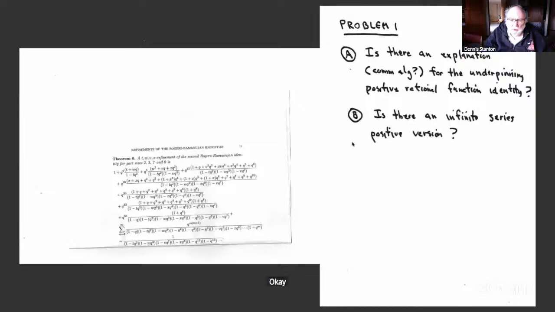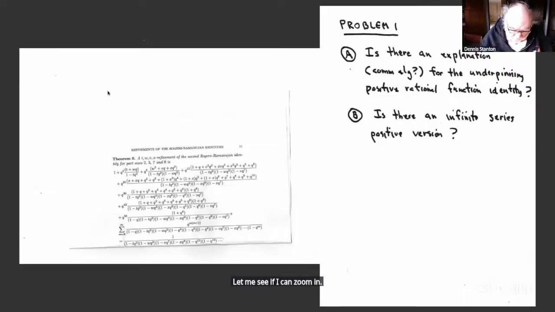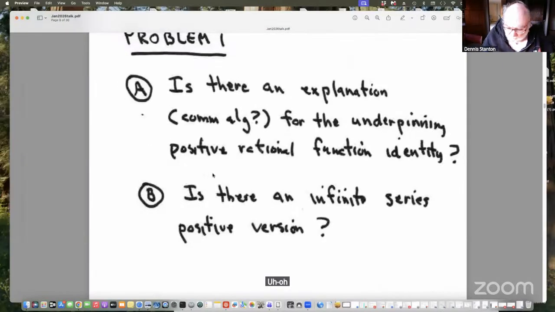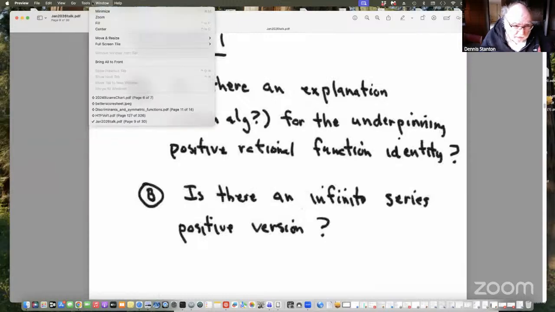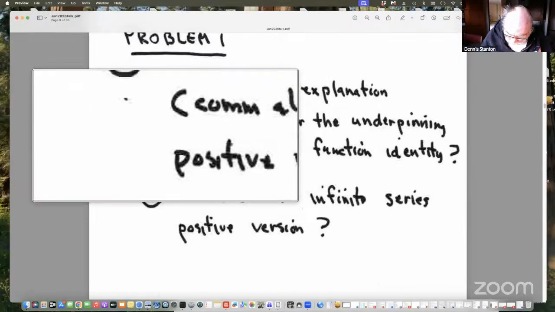Okay, what happens for more? Well, you may not be able to see this theorem. I didn't want to write it out by hand. As you can see, there are many, many terms. Let me see if I can zoom in. I can zoom in on that. Let's see if I can go backwards.